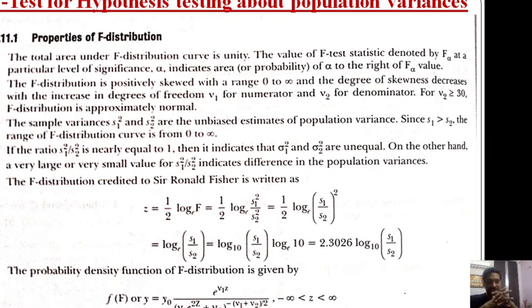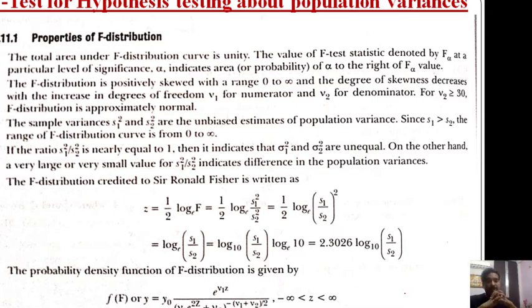The F distribution is positively skewed with a range of 0 to infinity. It is very important. If someone asks you what is the range of the t distribution, you should say it is from minus infinity to plus infinity. What is the range of the z test? Z is a statistic, it is also again minus infinity to plus infinity, but in the F test it is from 0 to infinity. And the degree of skewness decreases with the increase in the degrees of freedom.